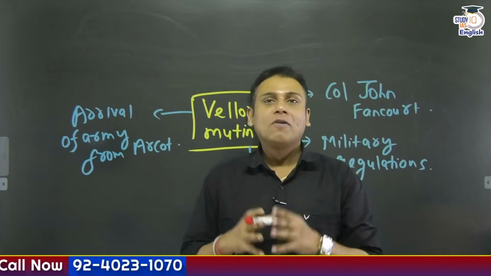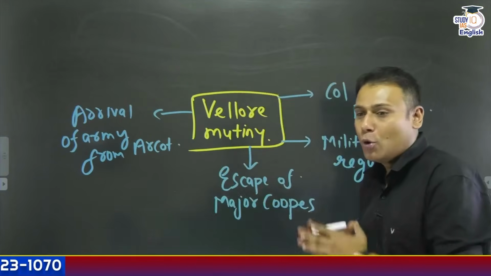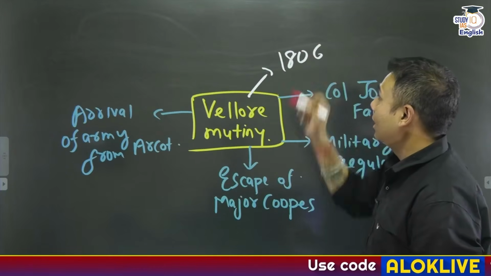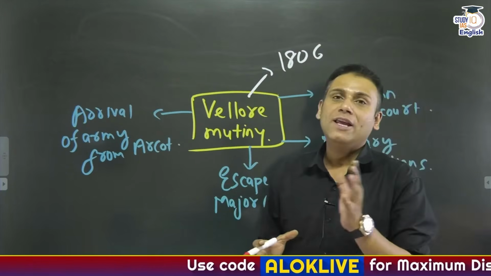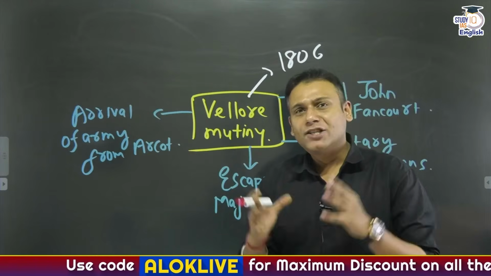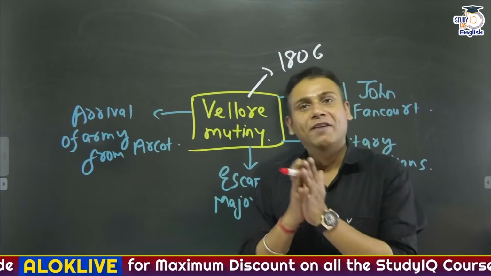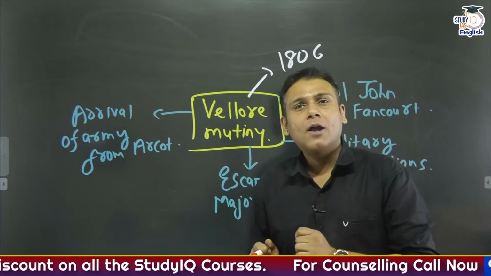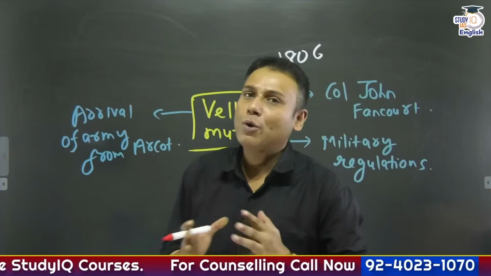We are going through the classroom series. And today's topic of discussion, as you can see on the board, is Vellore Mutiny, which took place in 1806, and Barrackpur Mutiny of 1824. It's a short session of 15 to 25 minutes maximum. But here we are going to understand what were the major reasons for Vellore Mutiny.